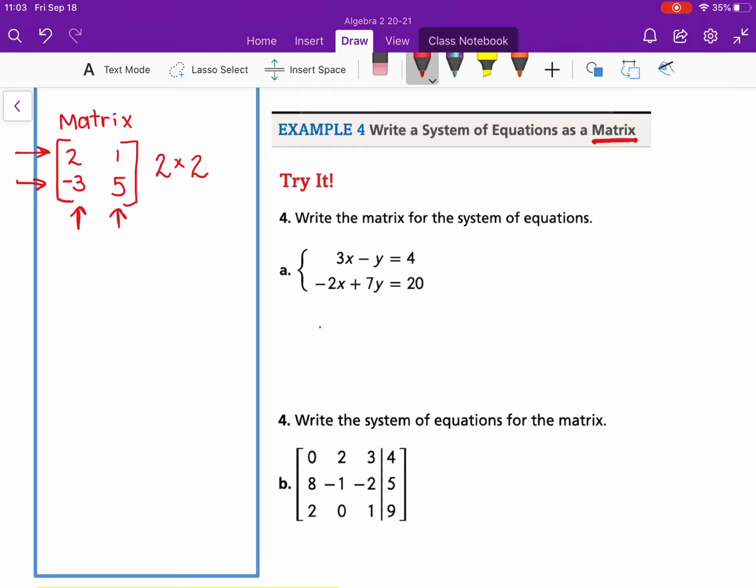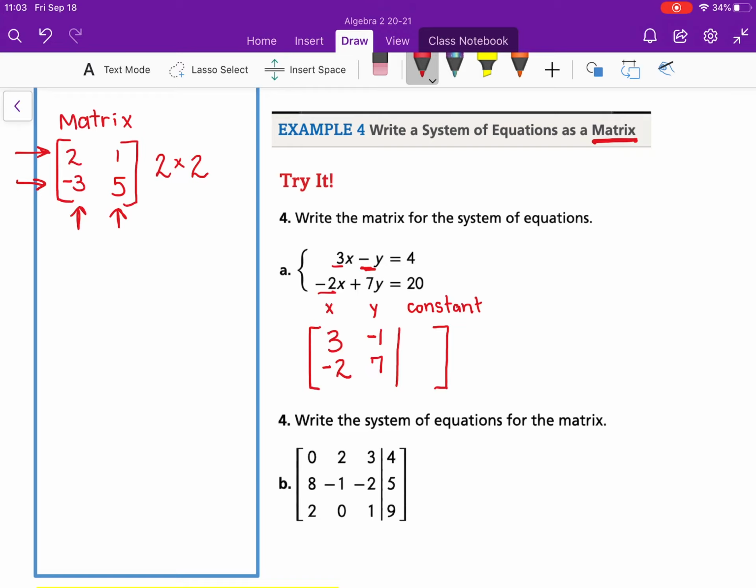Okay, so when something says write a matrix for the system of equations, you're going to put all the coefficients. So like this is the x column, this is the y column, and this is the constant column. So what do I mean? So we're talking about coefficients. So the coefficients in front of x are 3 and -2. The constants in front of y are -1 and 7. So be very careful. Anytime there's a minus sign there, that does make it negative.